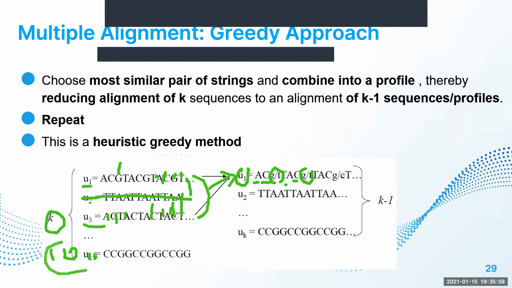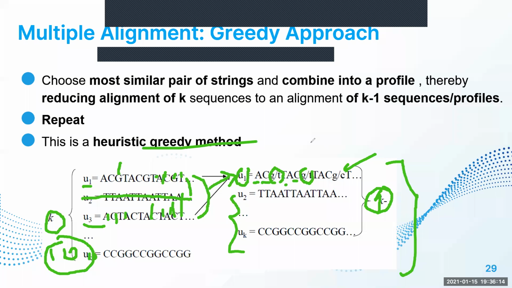If you have 10 here, then you have 9 here, because one is a profile and the others are the same. Again, you do the same thing. You do the same pairwise alignment. So this is a greedy approach. I'll show you some example.